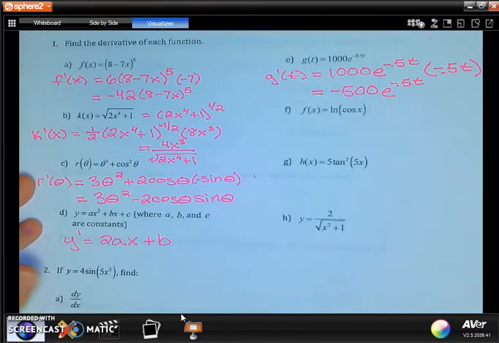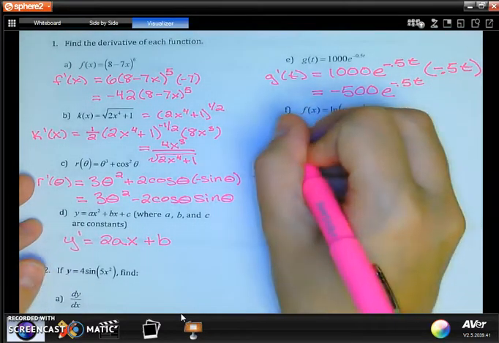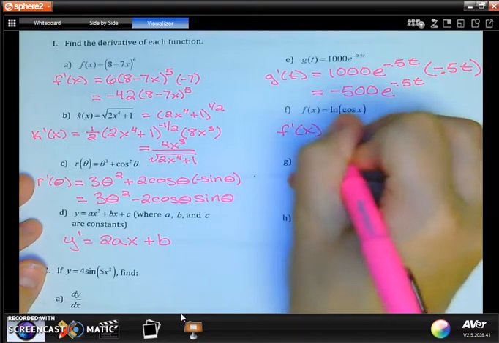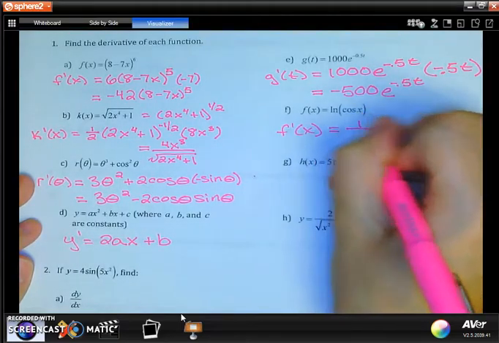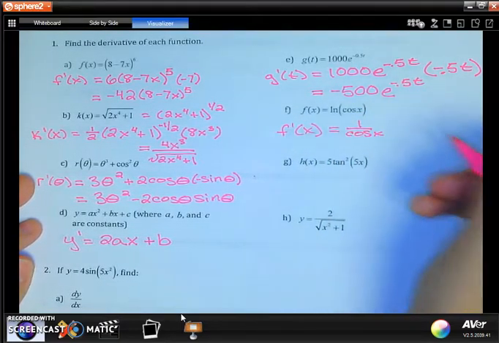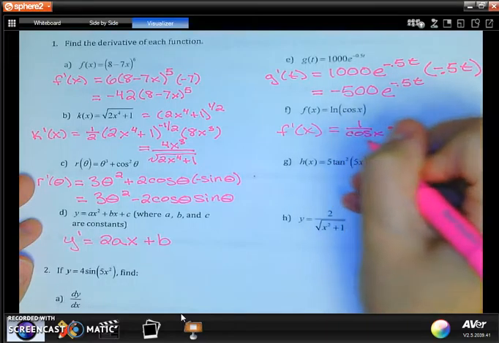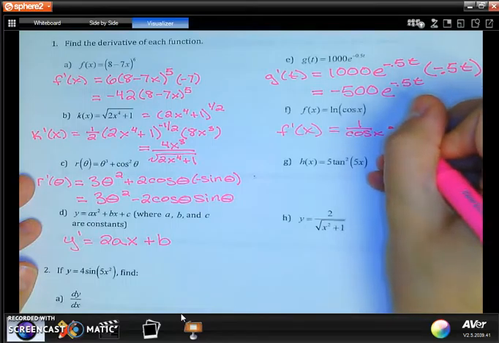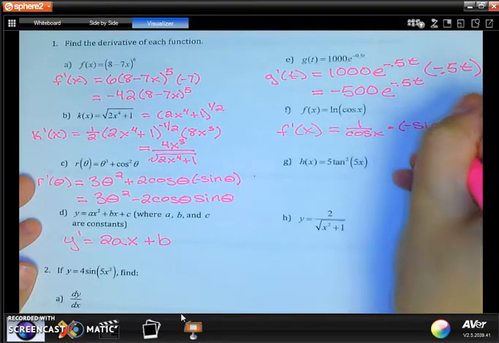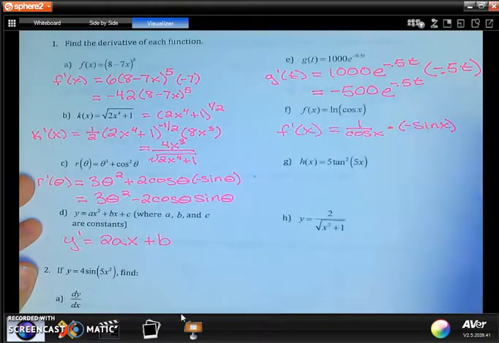Next, when you're trying to take the ln of something, the derivative of that is going to be 1 over the something times the derivative of whatever is inside there. So the derivative of ln of cos x is going to be 1 over cosine of x multiplied by the derivative of cos. Well, the derivative of cos is negative sine, and that's attached by multiplication. You can rewrite that as negative sine x over cos x if you prefer.